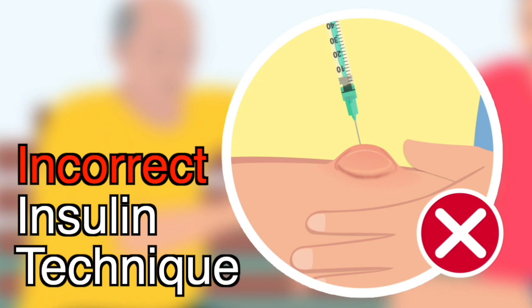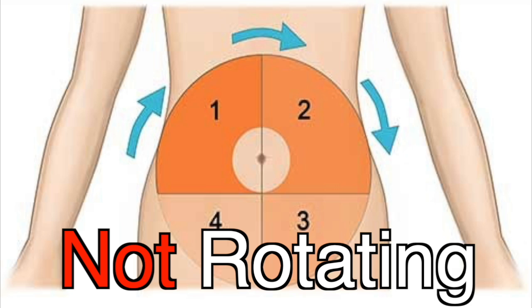One of the other reasons which could cause a lipohypertrophy is not taking the insulin injections through the correct insulin injecting techniques and by not rotating these injecting sites. To prevent a lipohypertrophy, it is important to check these injecting sites regularly.